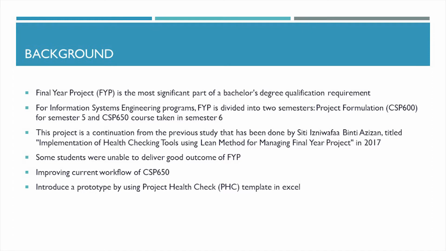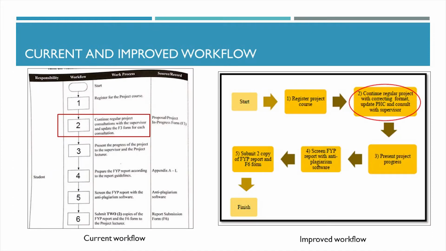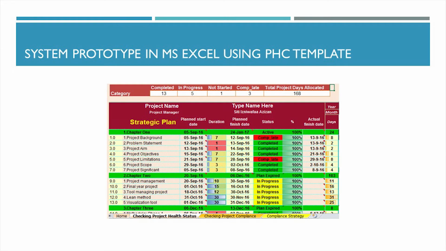As you can see, there are 2 diagrams, with the first one being the current workflow and next to it the improved workflow. In the current workflow, students should continue regular project consultation with the supervisor and update the F3 form for each consultation. It was replaced and improved, with students continuing regular project work with correcting format, updating PHC and consulting with the supervisor. What she meant by PHC is this. This is a prototype in Microsoft Excel using the PHC template, where it contains the schedule of the project and its status.